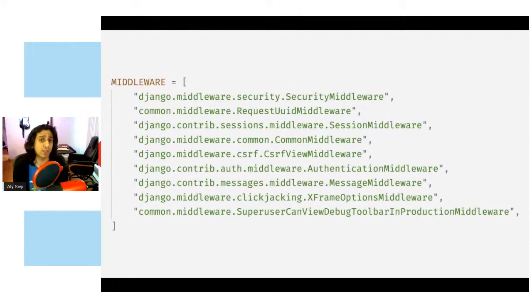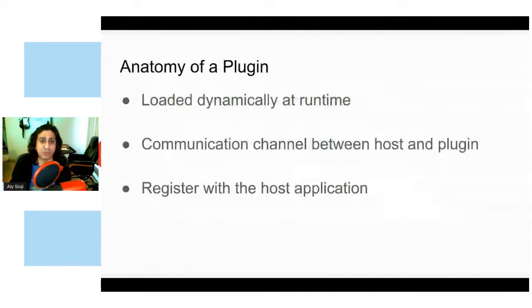Other programs with plugin architecture might require you to be a little more explicit. In Django, we can use middleware plugins by explicitly listing them in our settings.py. And this is something I actually prefer. I like the whole idea of explicit is better than implicit.